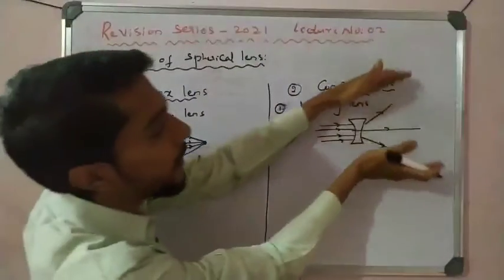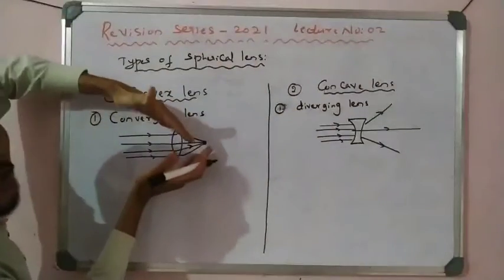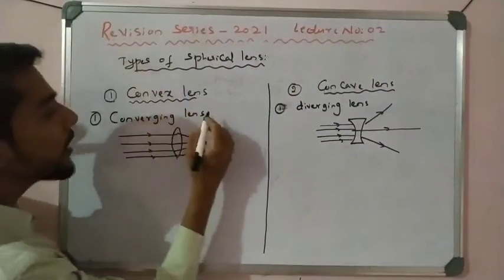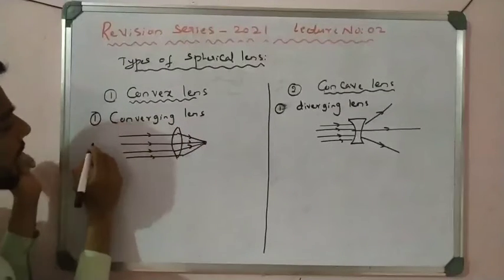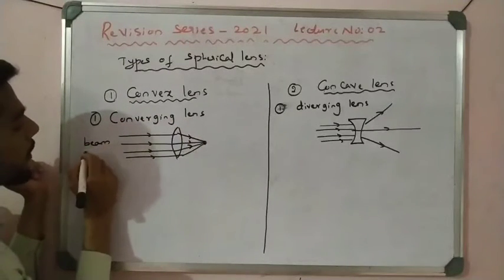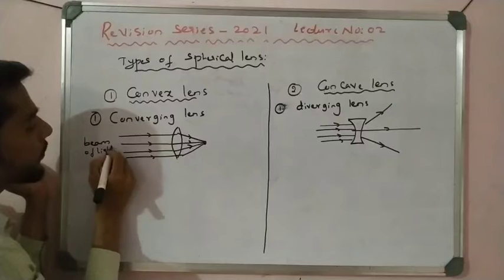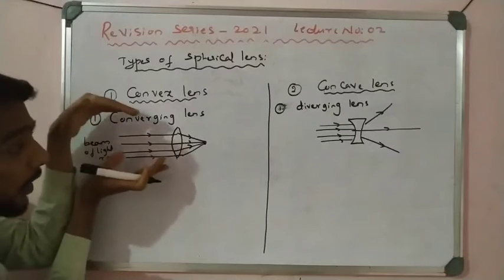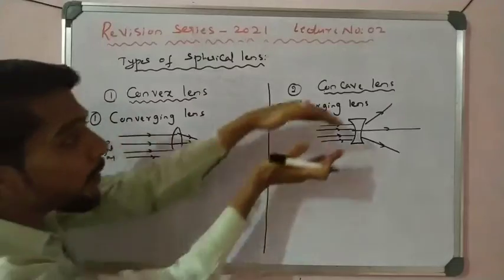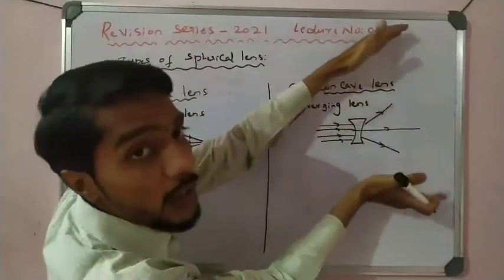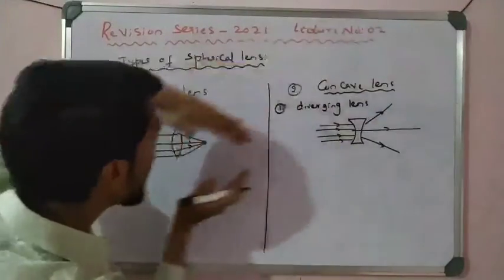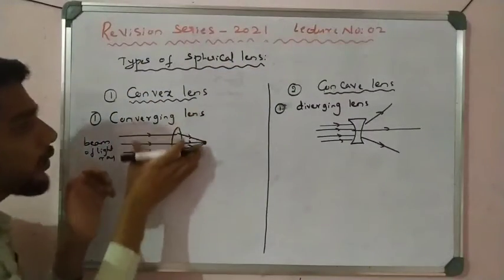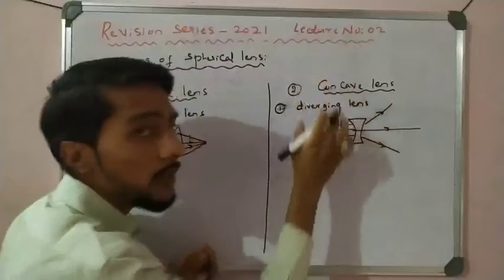They never meet at a single point, but they do meet at a single point. If the beam of light meets at a single point, it is called converging, right? A beam of light is nothing but a bundle of light rays. Here the beam of light is divergent, they do not focus at a single point, it is diverging. So this is the meaning of converging lens and diverging lens, right?